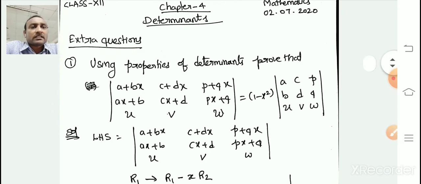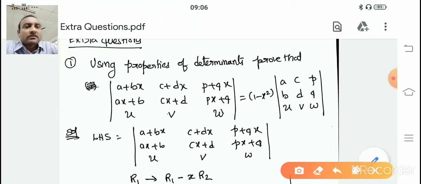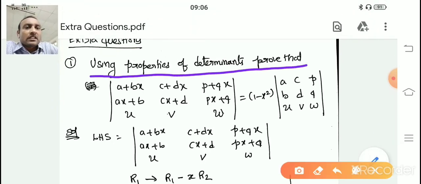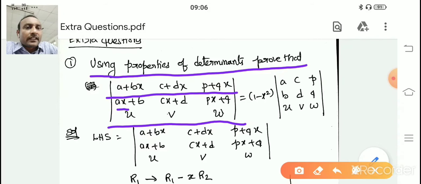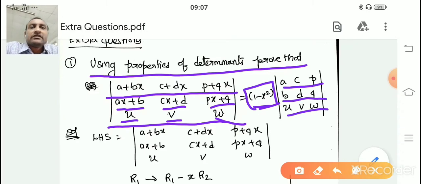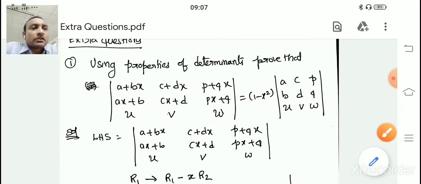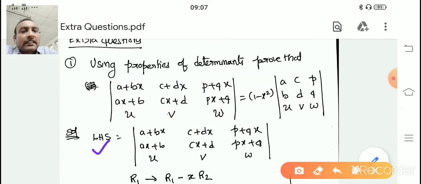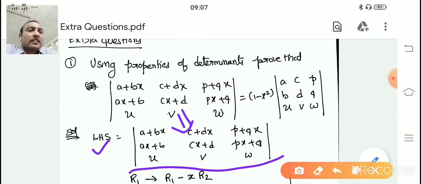The very first extra question is: using properties of determinants, prove that the determinant with rows (a plus bx, c plus dx, p plus qx), (ax plus b, cx plus d, px plus q), (u, v, w) is equal to 1 minus x square into the determinant with rows (a, c, p), (b, d, q), (u, v, w). We will have to prove this one. To prove it, first we write the LHS as it is, what is given.